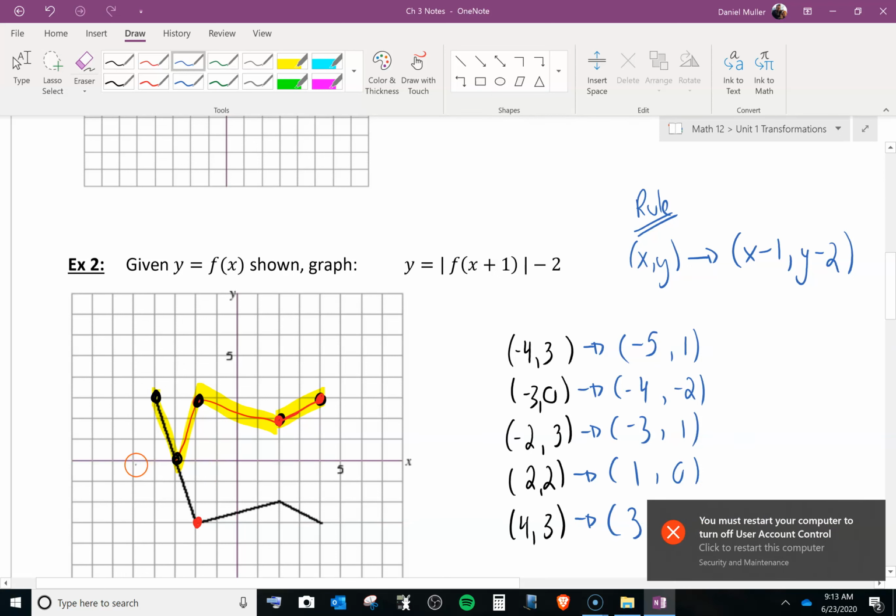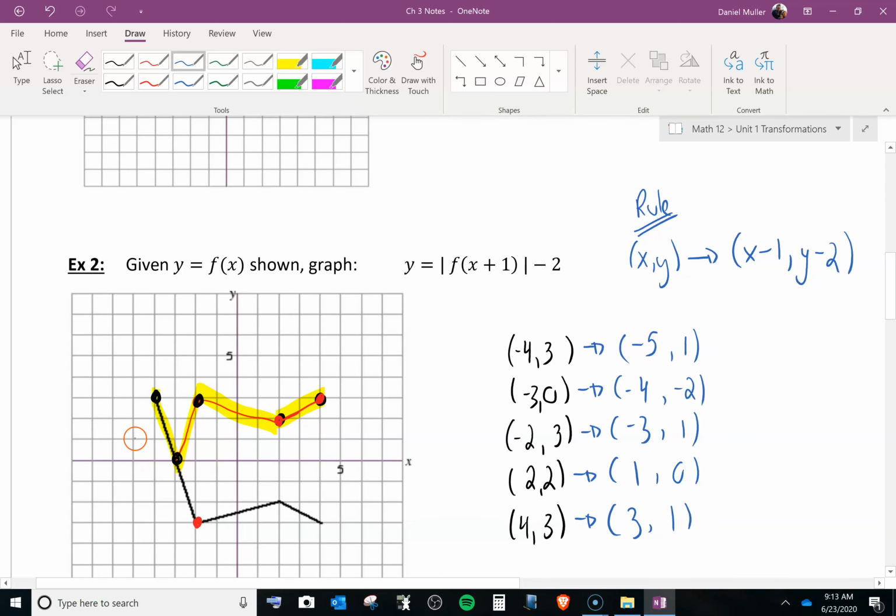1, 2, 3, 4, 5. Negative 5 and 1. Negative 4 and negative 2. Negative 3 and 1. 1 and 0. And then 3 and 1. So I get this as my final answer. So you can see that I've actually got a similar shape to what I had highlighted, but now it's just been shifted down and shifted left.